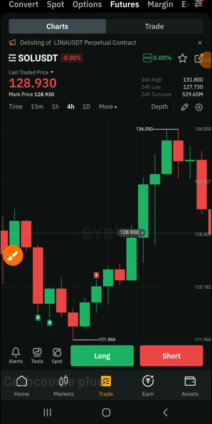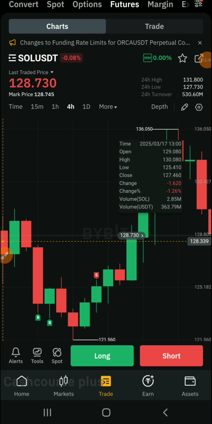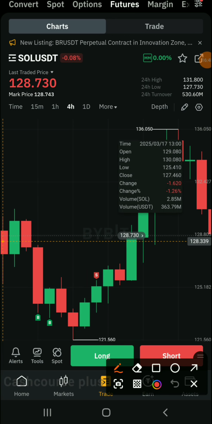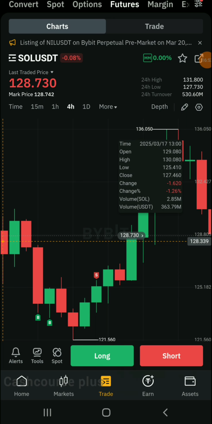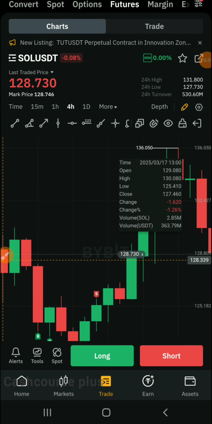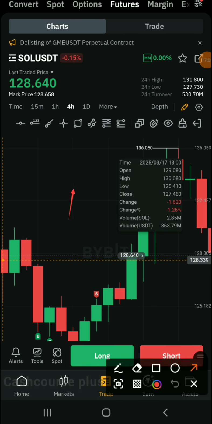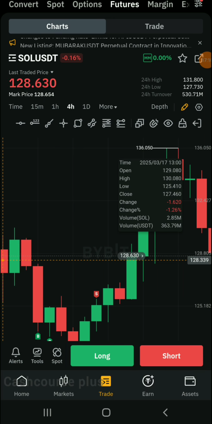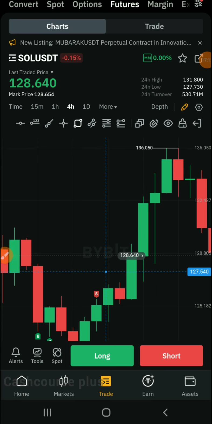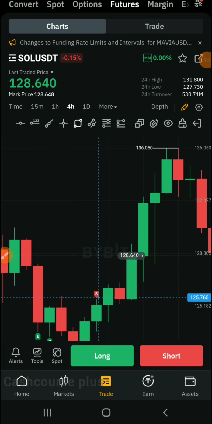All right, since we don't have many tools, I'm going to click on this pencil icon right here. When you click on this pencil icon, it displays some indicators that you can use. So we'll slide this way to the left and then click on rectangle right here. When we click on rectangle, all we have to do is to bring this rectangle from the candle close.